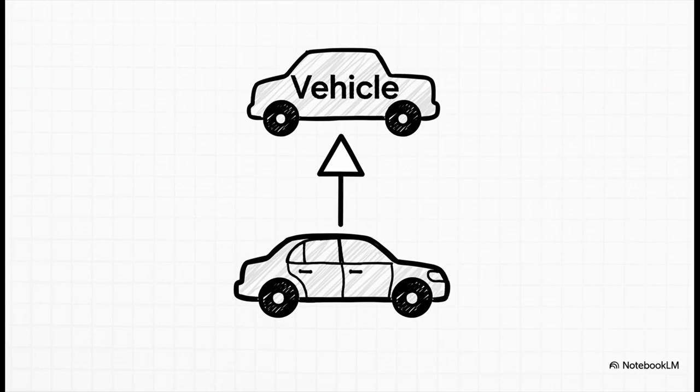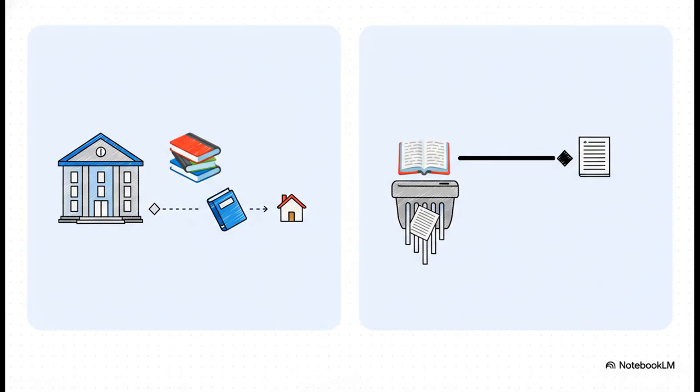Let's just quickly nail down inheritance, because it's probably the most straightforward one. It's just an is-a thing. So, a car is a vehicle. A poodle is a dog. The more specific class inherits all the stuff from the more general one. That's it. Simple.